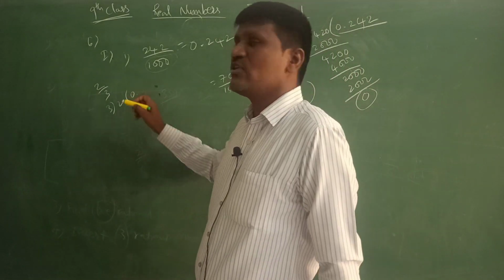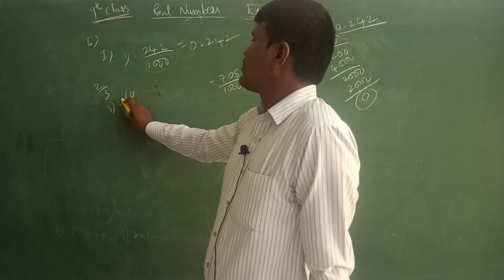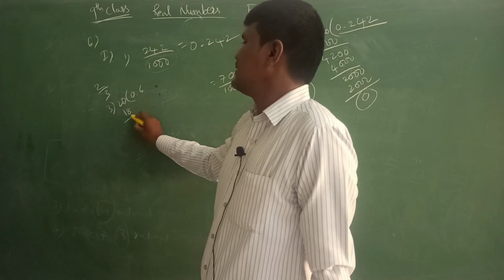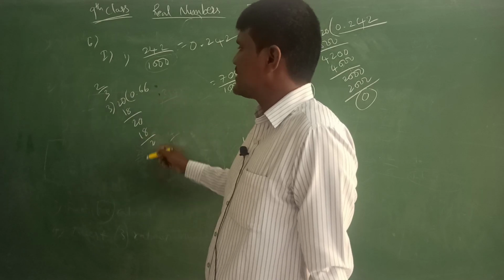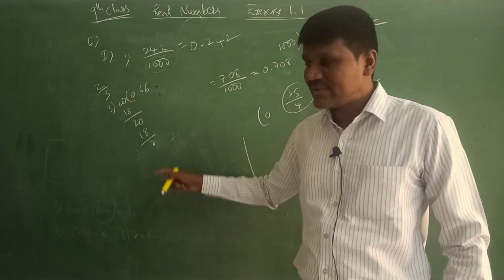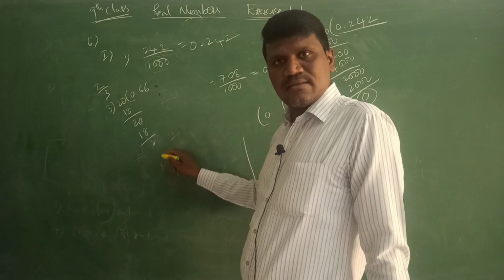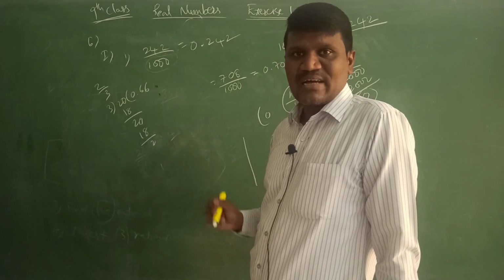If you observe 2 by 3, 3 6s are 18, remainder 2, again 3 6s are 18, remainder 2. So it is never ending, right? Does the remainder come to 0? No.